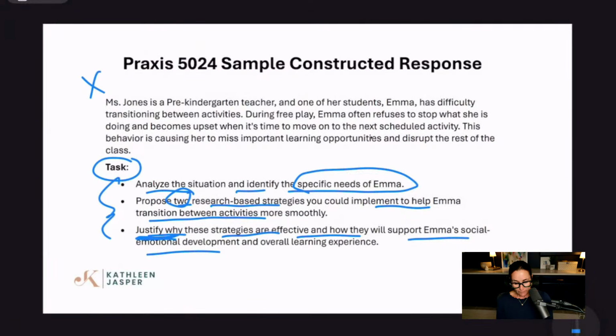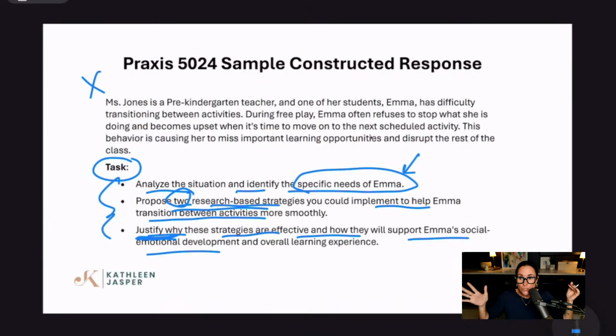All right. So we have to figure out what Emma needs. We have to propose 2 research-based strategies. And the research-based strategies are going to be all of those things like differentiation, modeling, multisensory supports, pictures, explicit instruction, systematic instruction. These are all things that are all over the study guide. They're in the good words section of the study guide. You're so good at doing the good words in the multiple choice, and then you get to the constructed response and you go blank.